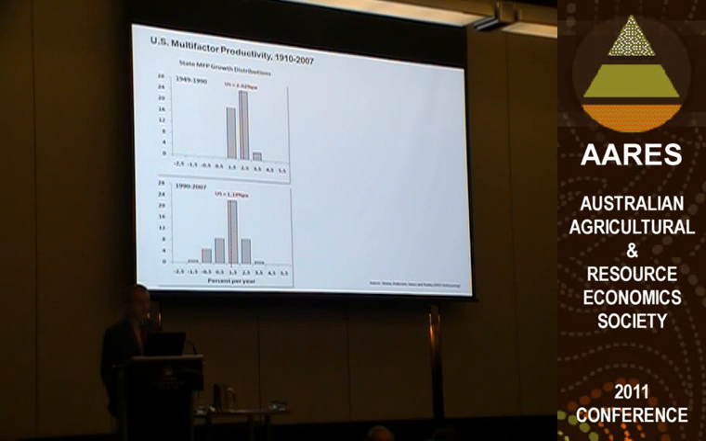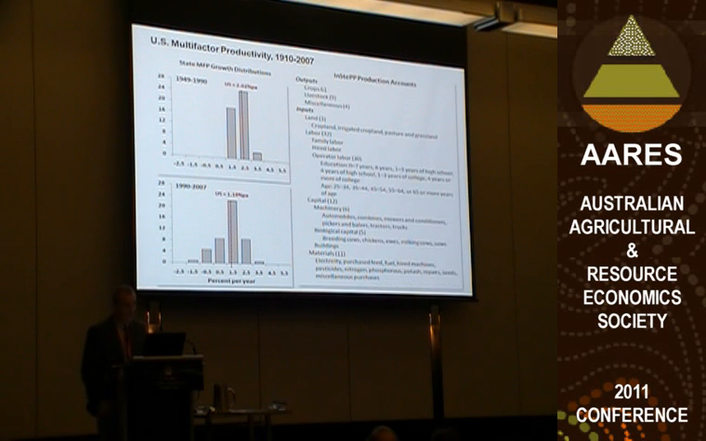In the last few months, we've updated our productivity estimates to 2007, and we still get this persistence of this slowdown. So what I've got here are graphs giving you the distributions across states in multi-factor productivity growth in this pre-1990 period vis-a-vis the post-1990 period.